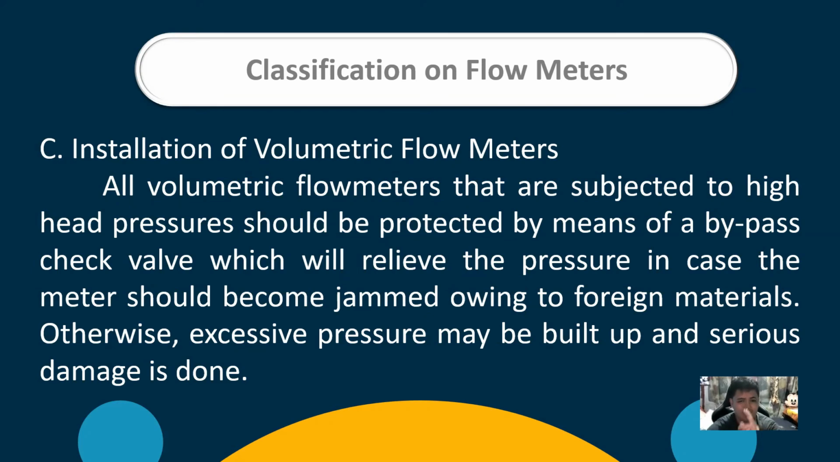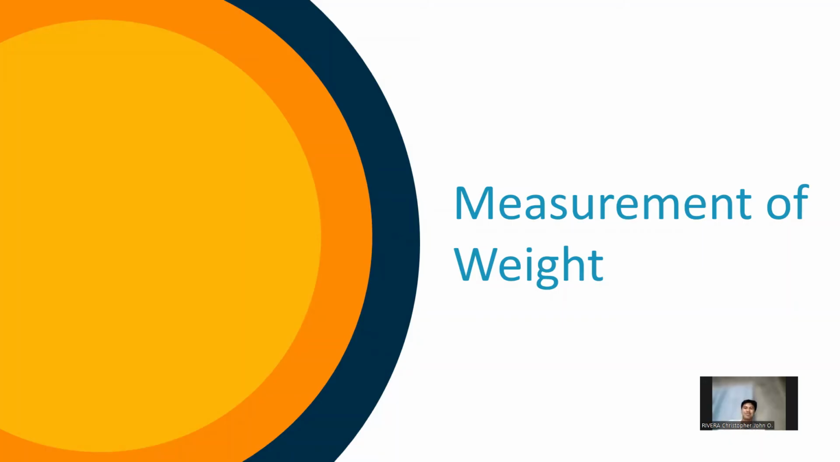The installation of volumetric flow meters. All volumetric flow meters that are subjected to high head pressures should be protected by means of a bypass check valve. Always remember that. It will relieve the pressure in case the meter should become jammed owing to foreign materials. Otherwise, excessive pressure may build up and serious damage is done. So to prevent this. Now, let us go to the measurement of weight.